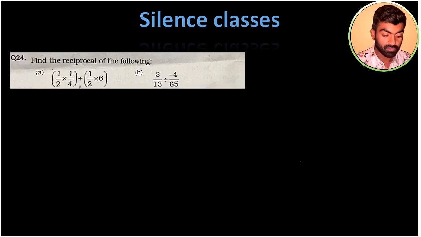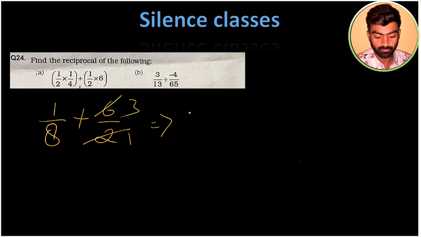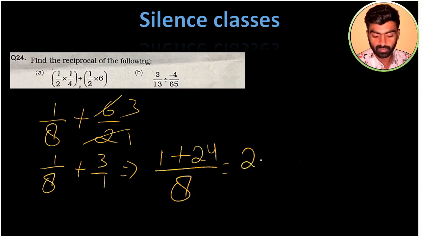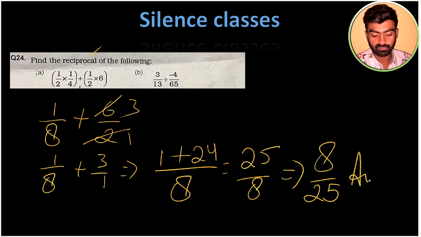Now let's move to the next question, that's 24. Find the reciprocal of the following, which means we have to solve this particular expression which is given to us and find the reciprocal. So 1 multiplied by 1 will become 1 upon 8 plus 6 upon 2. 2 ones are 2, 2 3s are 6. So it will become 1 upon 8 plus 3 upon 1. I can take the LCM, which will become 8. It will become 1 plus, 8 3s are 24, then I will add. So it will become 25 upon 8. And we have to find the reciprocal, which means it will become 8 upon 25. And this is the answer.